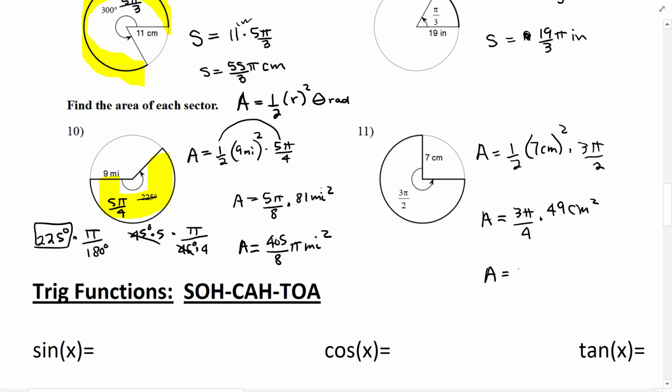So area equals 3 times 49 is 147. I know that 4 and 3 don't cancel. 4 and 49 don't cancel. And then remember to tack on the label centimeters squared. So that's how you lose points on tests, is when you don't remember to tack on the label or to square the label, or you don't use correct notation.